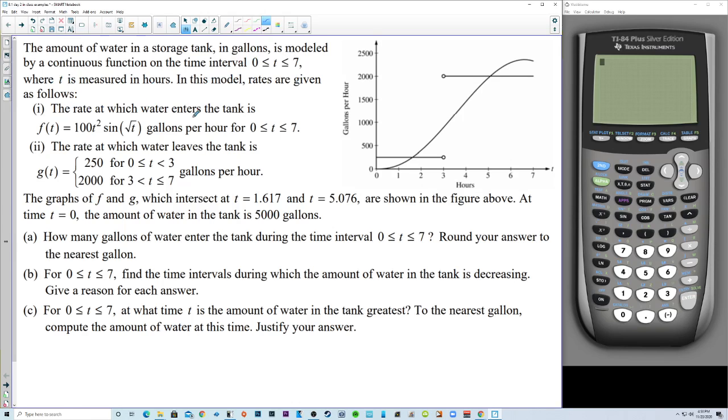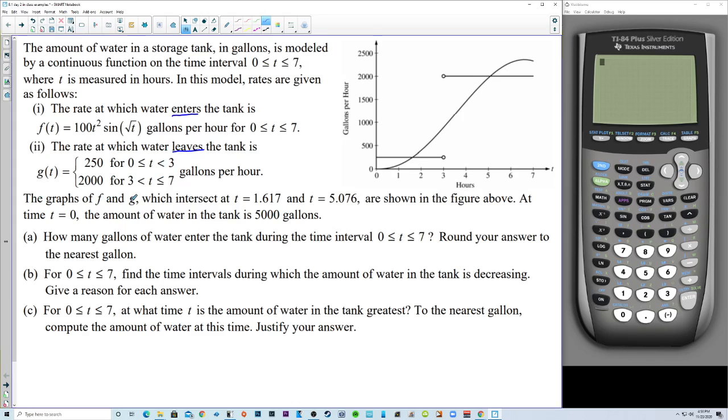1. The rate at which water enters the tank is f of t, and it's the curve. So the curve is the rate at which water enters the tank. Number 2, the rate at which water leaves the tank is the piecewise function. From 0 to 3, we have 250 gallons per hour, and after 3, it's 2,000 gallons per hour leaving the tank.